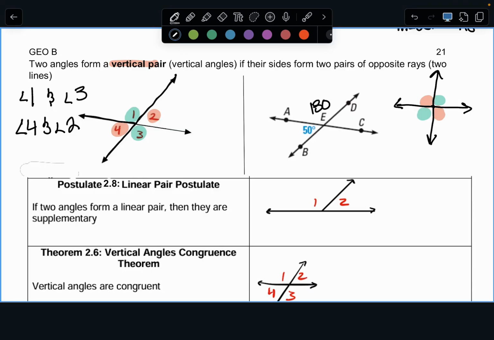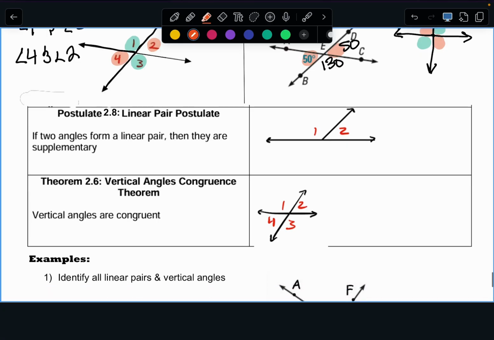This is 130. If I do the same thing down here, what's this one going to be? 130. Now if I cover up just this, what's this one going to be? 50. So what do we notice about vertical angles? We said linear pairs were supplementary. That's how we got the 130 and 50. What about vertical angles? What's the same between these two orange angles? What does that 50 represent? Their measure. So vertical angles have the same angle measure.